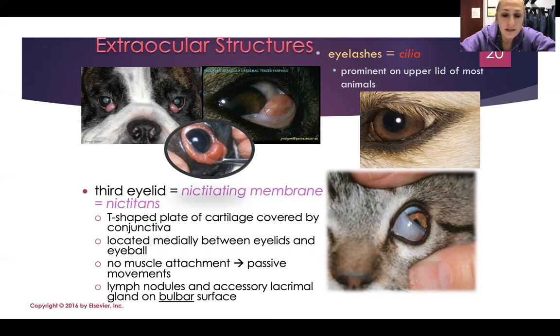There's lymph nodes and accessory lacrimal glands or tear glands on the bulbar surface, which you know now is the eyeball side of things. You can see some of those swollen, popped out through that cartilage area, called a cherry eye, and it either has to be replaced or removed. The bottom one with the kitty, you can see the third eyelid is up, kind of like raised, and some drugs can do that, and some different situations can happen also.